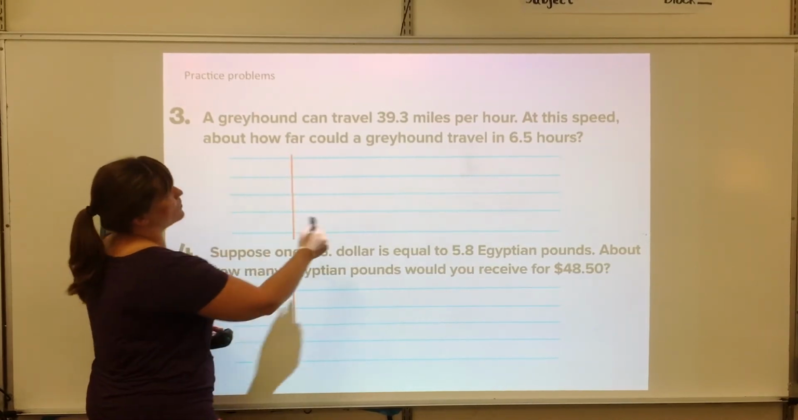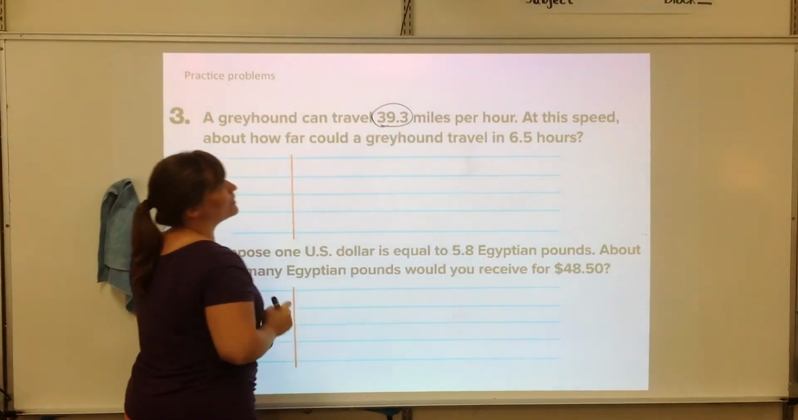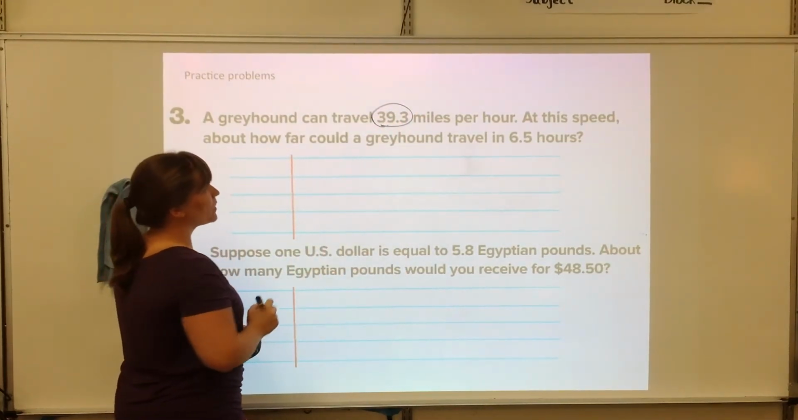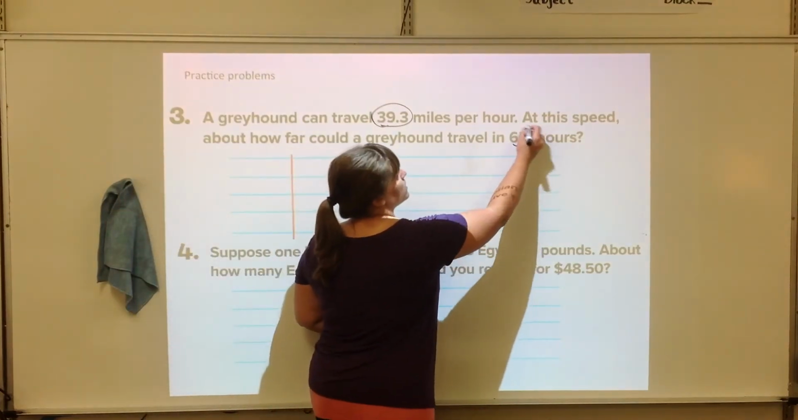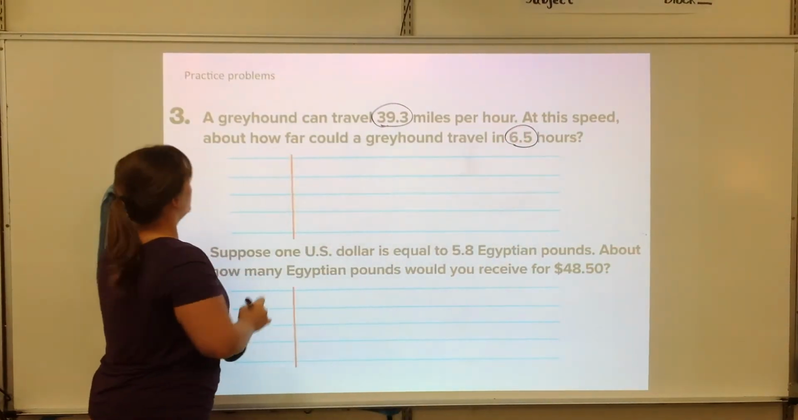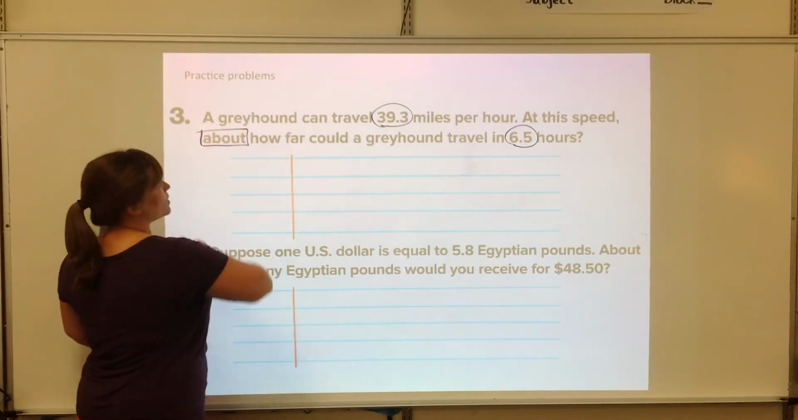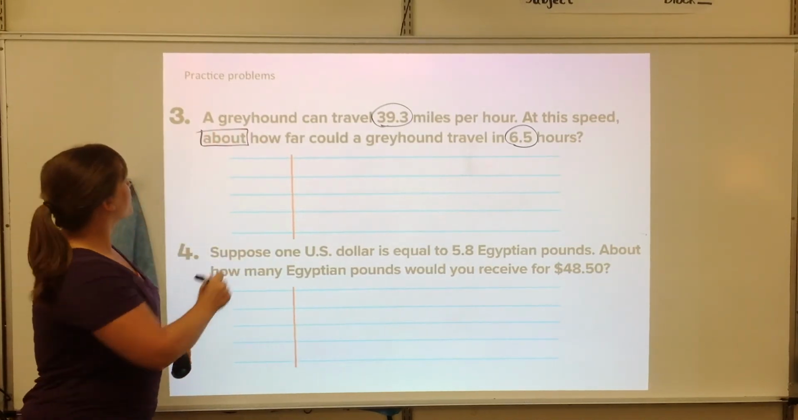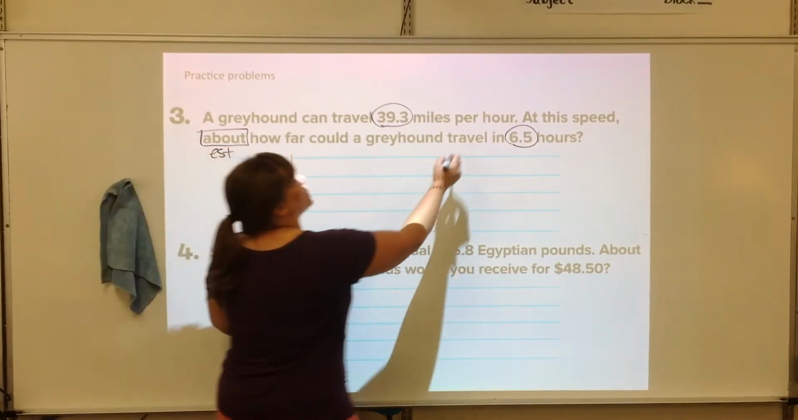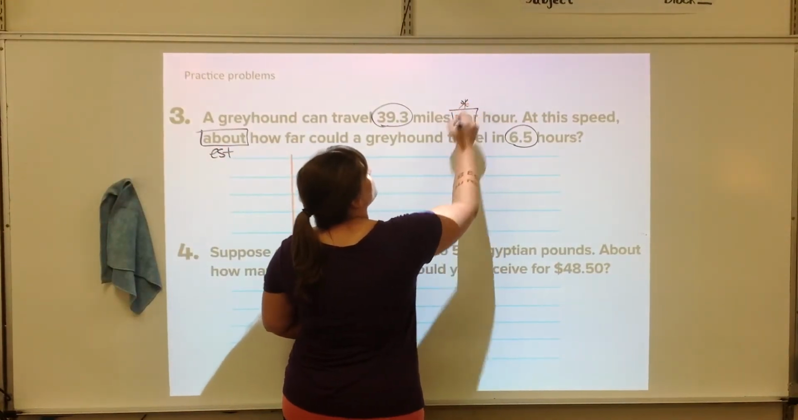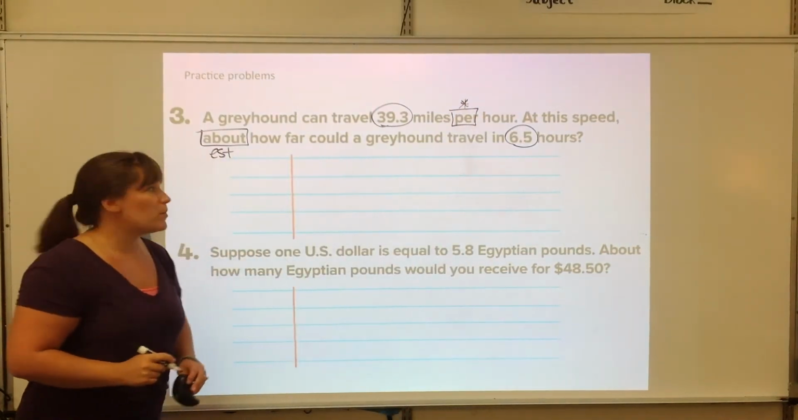So a greyhound can travel 39.3 miles per hour. At this speed, about how far could a greyhound travel in 6.5 hours? I see "about" as my keyword telling me I'm going to estimate. I'm going to write an EST underneath that. I'm also seeing a keyword "per," which is going to tell me to multiply.